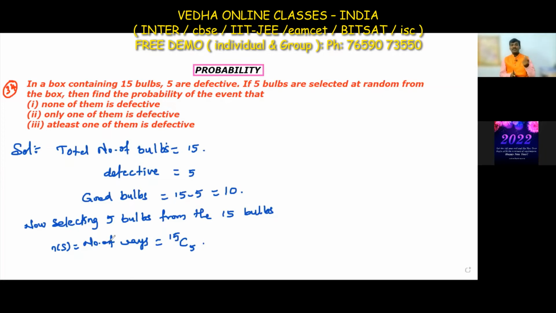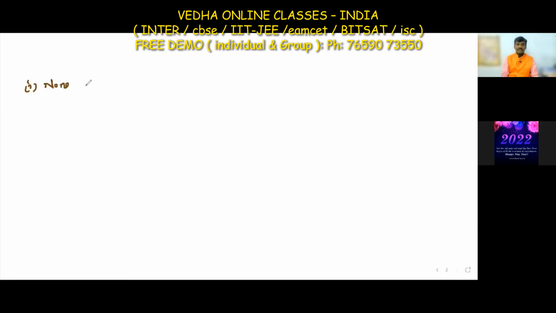Now, the first question here: none of them is defective. None of them is defective means all are good bulbs. We are going to select all good bulbs. How many ways are there? The first one is none of them is defective, and we have to find the probability of this.